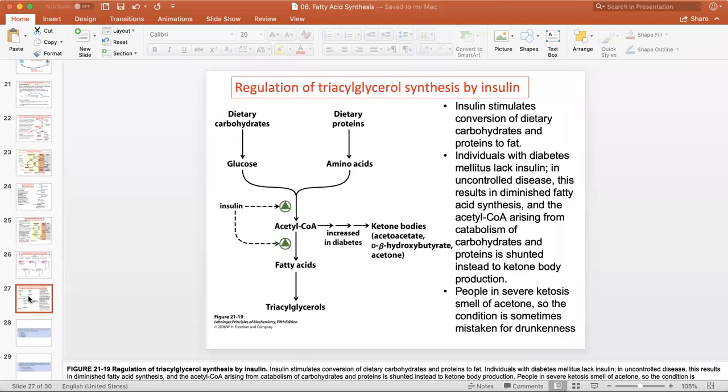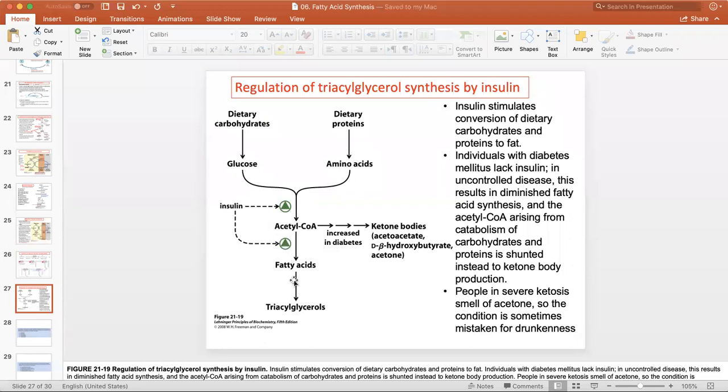All right. Regulation of triacylglycerol synthesis by insulin. So we talked about this part. We have the carbohydrates, glucose. Glucose will make your acetyl-CoA. If you have a lot of the precursors like ATP and so on, it will inhibit the TCA cycle. So it will go on to form your fatty acids and then your triacylglycerols. Similarly, for your proteins, amino acids can be converted and so on. And we said these steps are activated by insulin. So insulin will help promote the fatty acid synthesis.